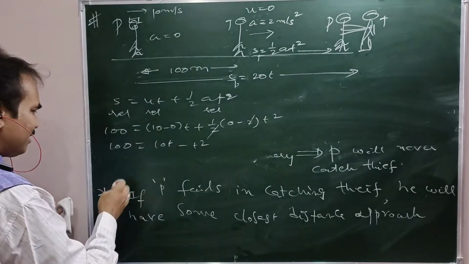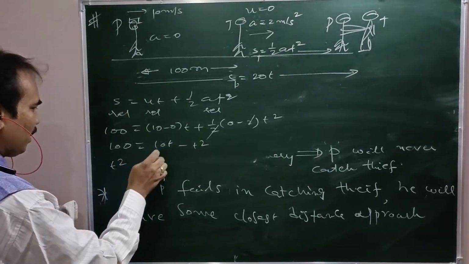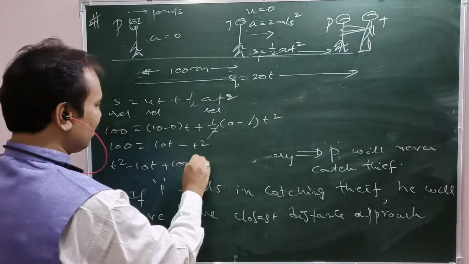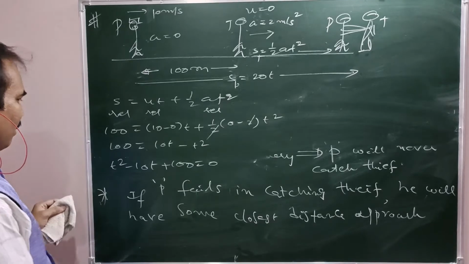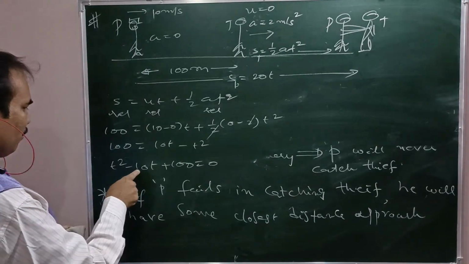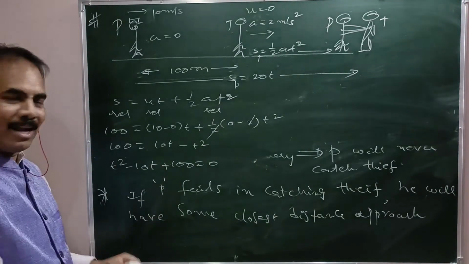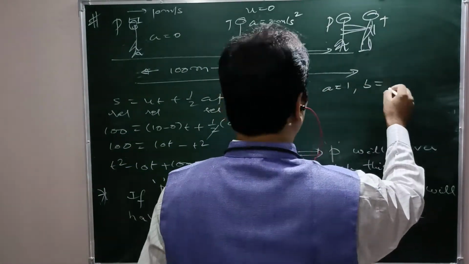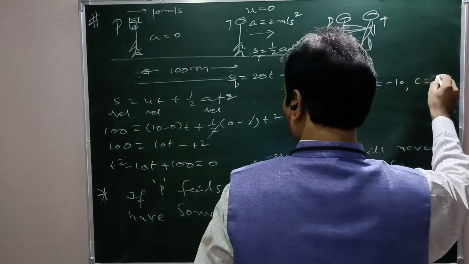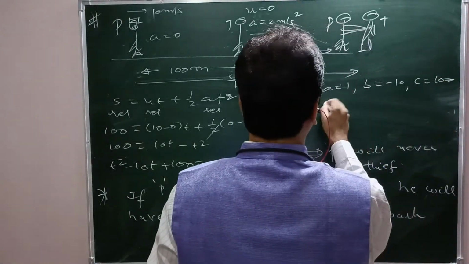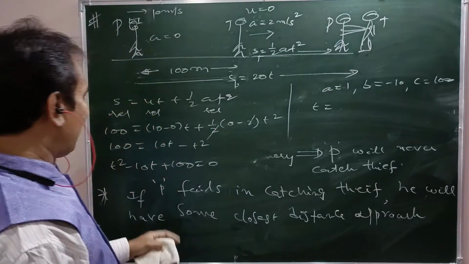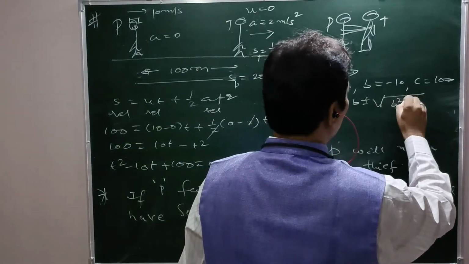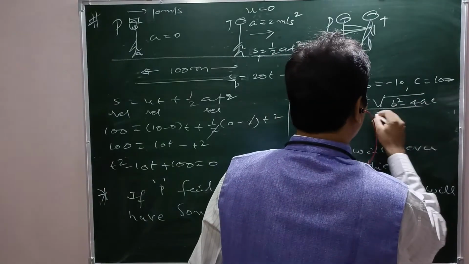Take this term onto LHS, that is minus t square becomes plus t square, plus 10t becomes minus 10t, plus 100 equal to 0. Right? So here a means what? 1. b means what? Minus 10. c means what? 100. So a equal to 1, b equal to minus 10 and c equal to 100. So what is t here? t means minus b plus or minus root over b square minus 4ac by 2a.